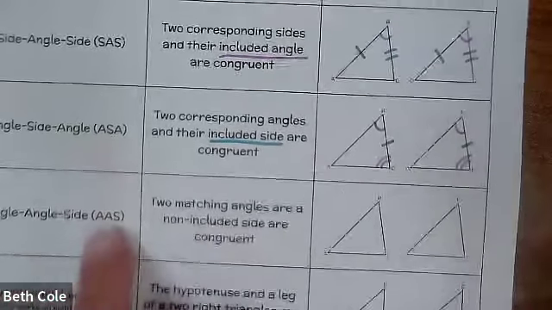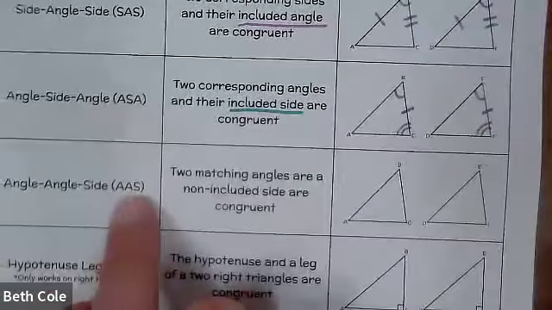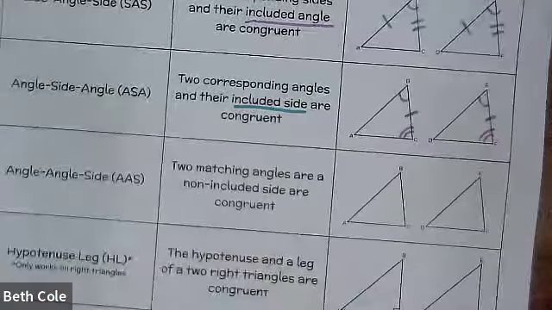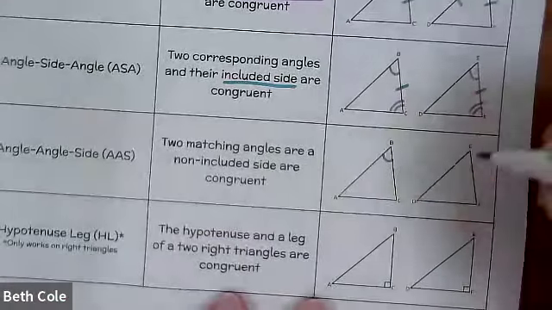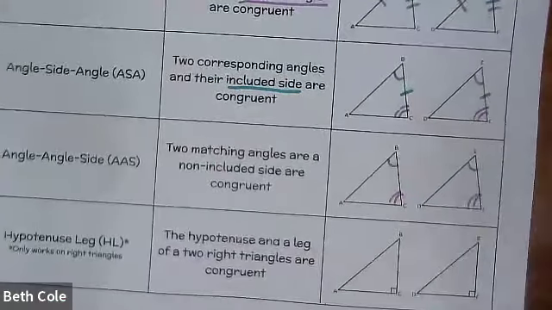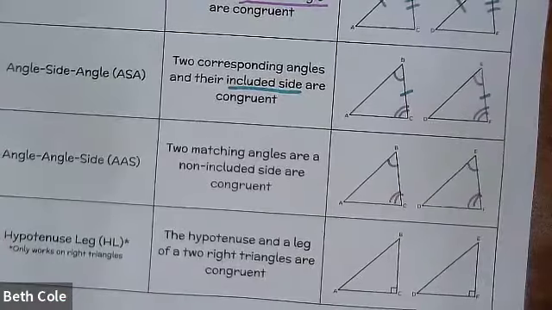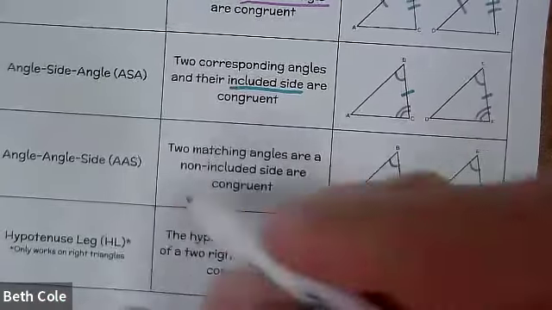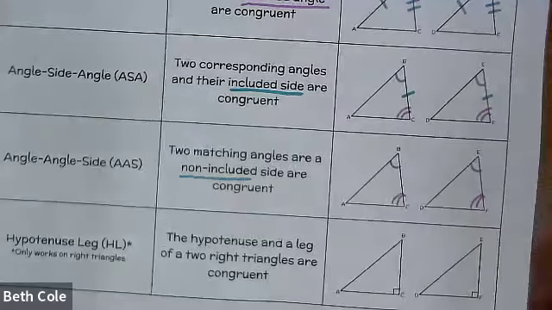All right. Now look at this one. Angle, angle, side. Is the side in between the 2 angles now? No. Okay, so look, let's do our 2 angles. We'll do this angle, and we'll do this angle. You just need to pick a side that is not in between the 2 angles. This is non-included, not between.